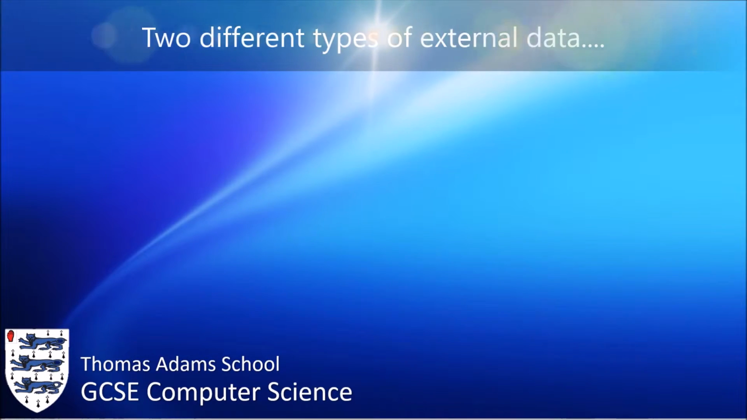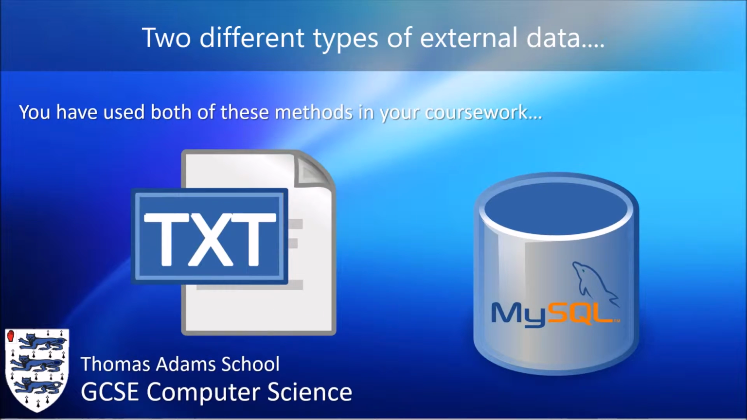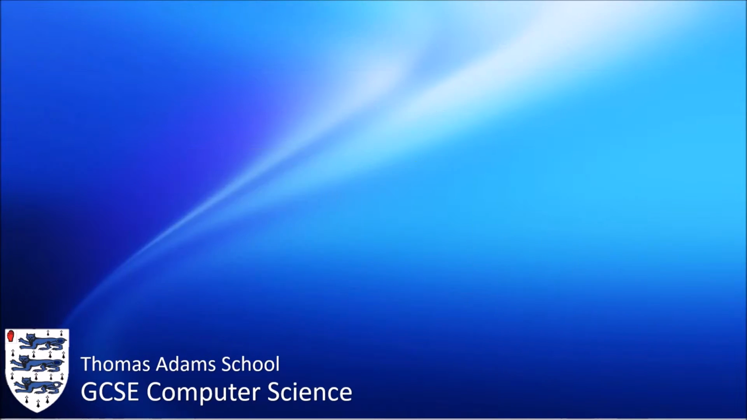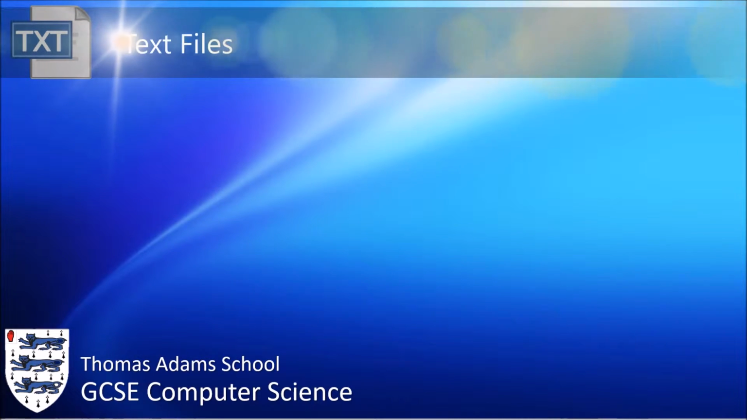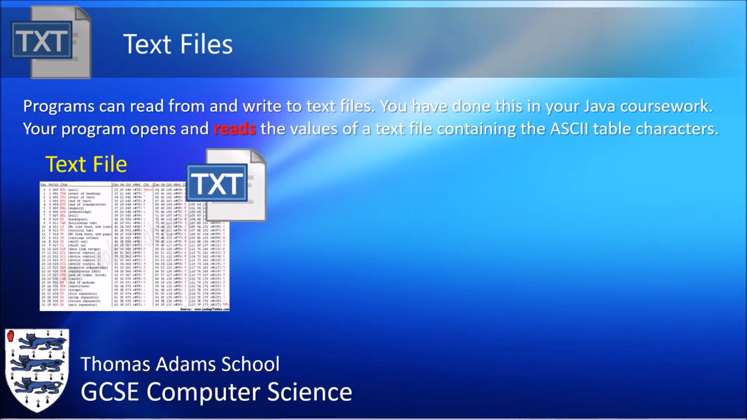Two types of external data that you're familiar with already will be text files and databases. You have used both of these in your computer science coursework so far. First, we'll have a look at text files. Now, programs can read from or write to text files. You've done this in your Java coursework.